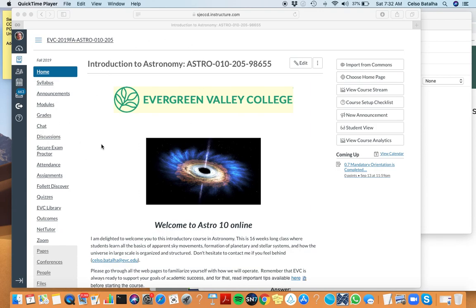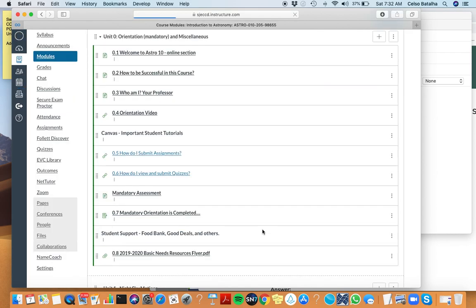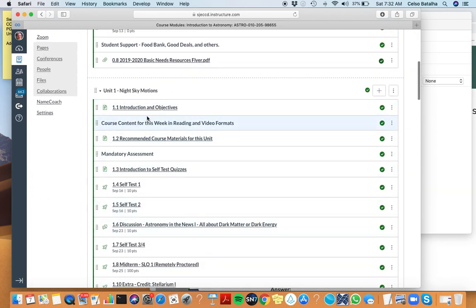So you open the course, and then you go to the modules. You can also take the left-hand side and you'll be there. So you click the Learn More modules, and this is where we're doing now, Unit 1. So you go to self-test. That's what you want to do.